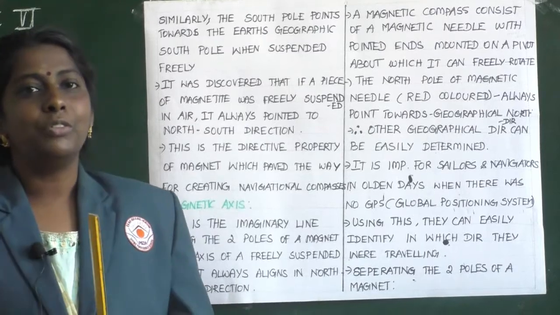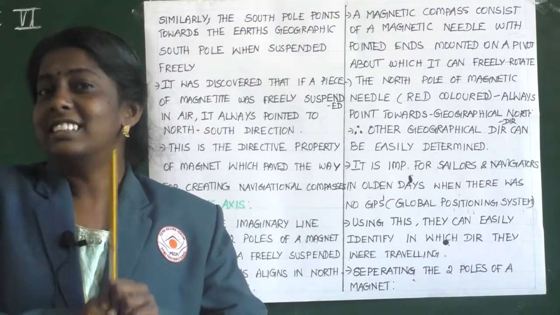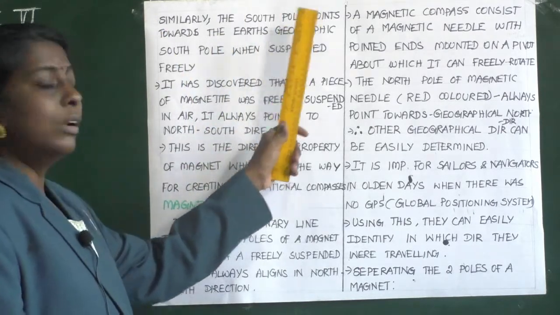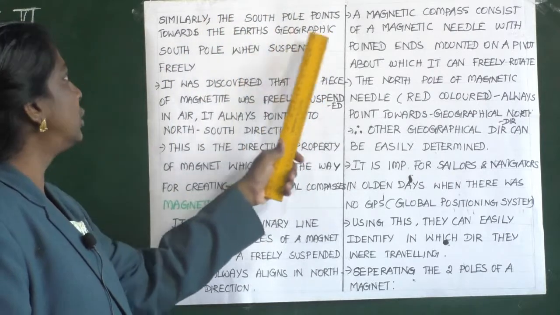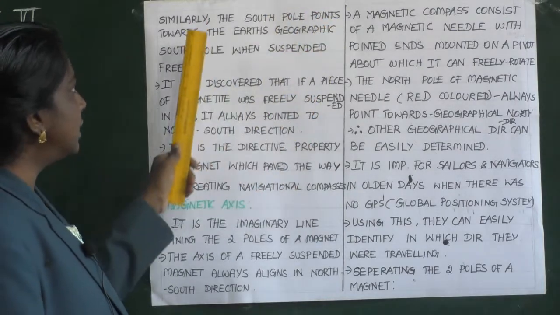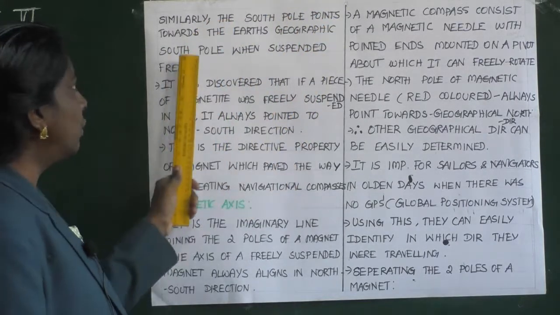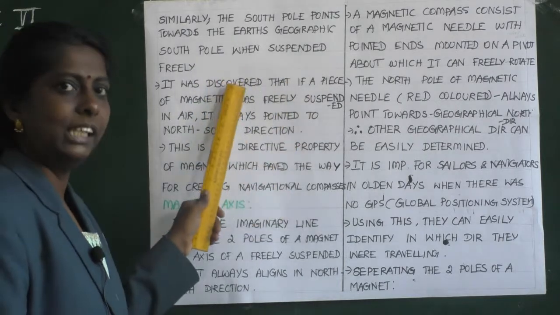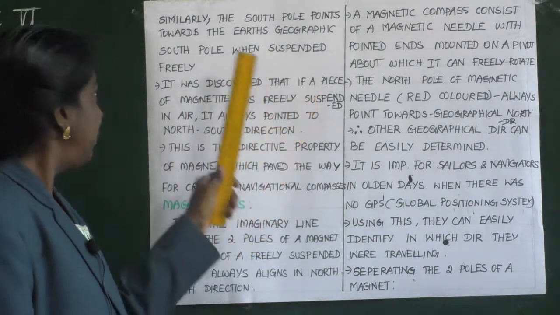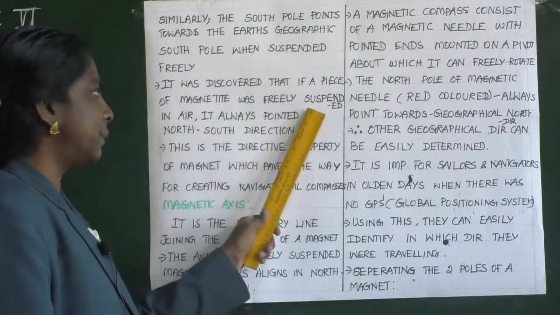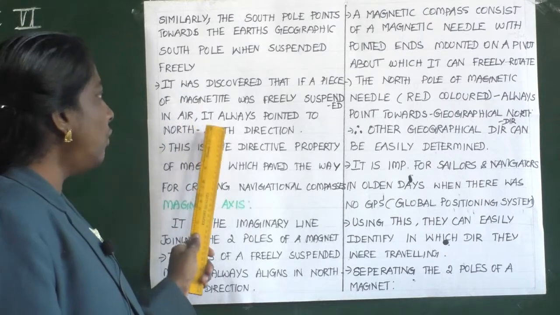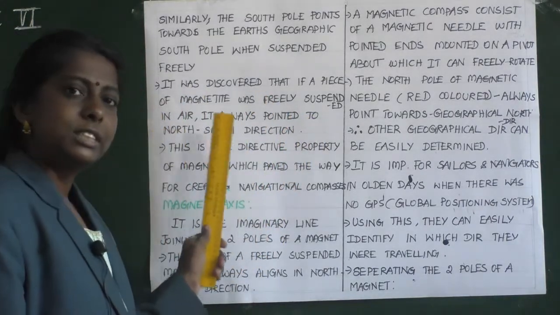Just as the north pole of the magnet points towards the Earth's geographic north pole, similarly the south pole points towards the Earth's geographic south pole when suspended freely. Clear? Yes. Then it was discovered that if a piece of magnetite was freely suspended in air, it always pointed in the north to south direction.